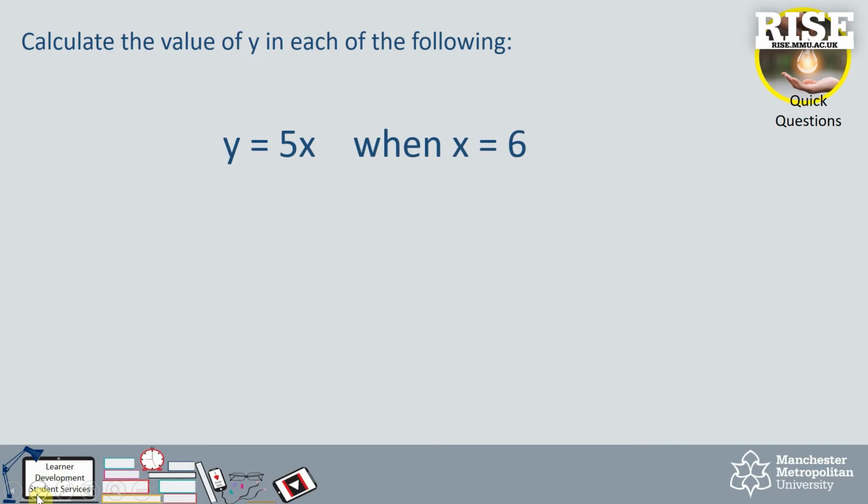Y equals 5x when x equals 6. Substitute 6 where the x is, and remember it's multiplication. 5 times 6 is 30.